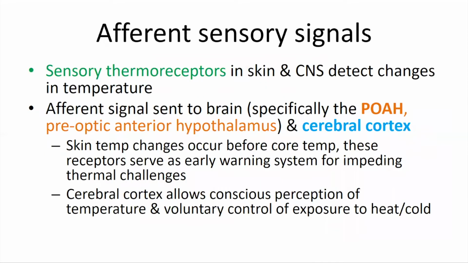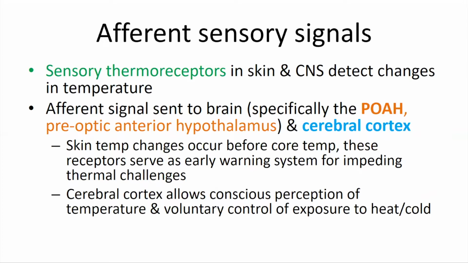So we have sensory thermal receptors in the skin, and the CNS is then able to detect changes in temperature, and this happens at our hypothalamus. So specifically, the preoptic anterior hypothalamus and the cerebral cortex will receive this afferent signal or sensory information.